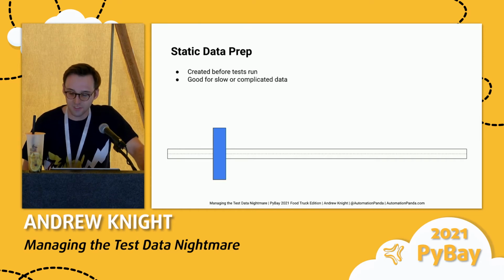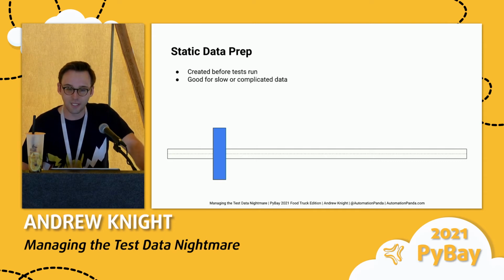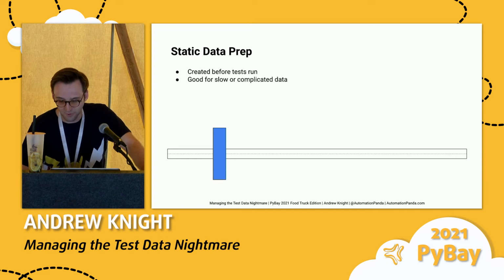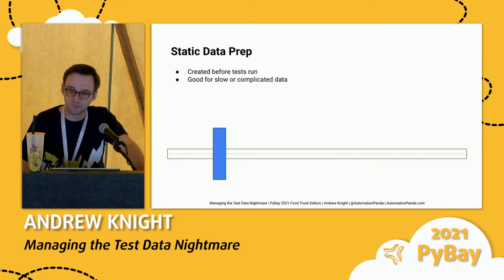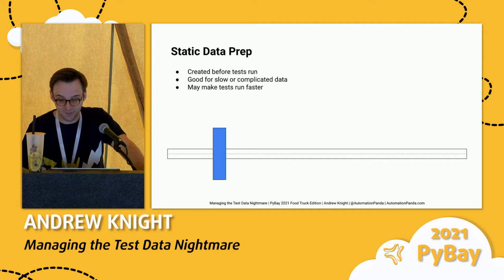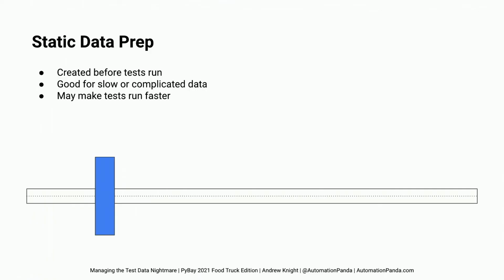Static data preparation is a good strategy for complicated data or data that is slow to create dynamically. For example, user accounts may need email verification. So it might be easier for automated tests to simply use a set of pre-registered users. Tests will run faster if they can simply reference existing data instead of creating new data each time.